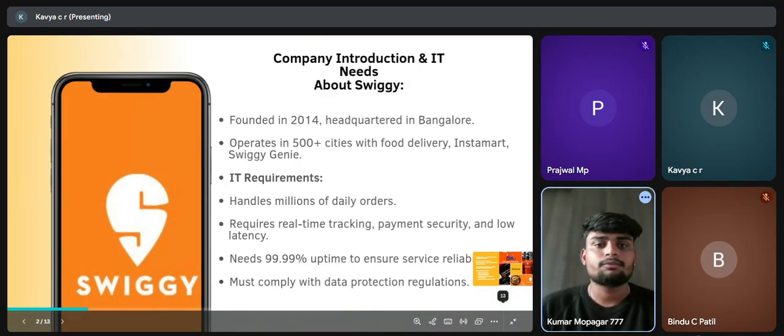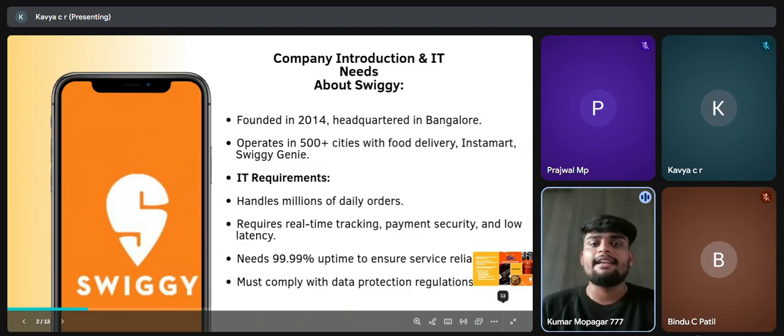Next slide. Company introduction and IT needs. About Swiggy. Swiggy was founded in 2014. It has its headquarters in Bangalore and operates in 500-plus cities in food delivery and Instamart, and also Swiggy GenAI. And the IT requirements.